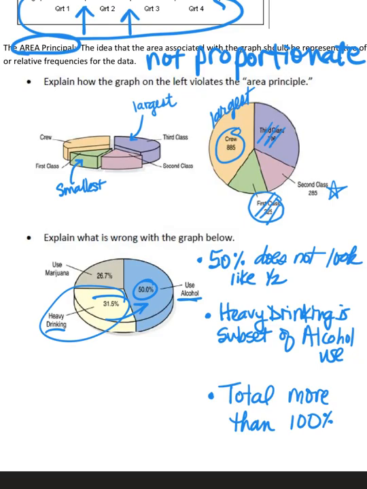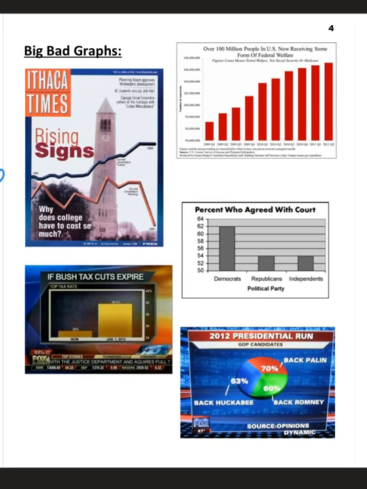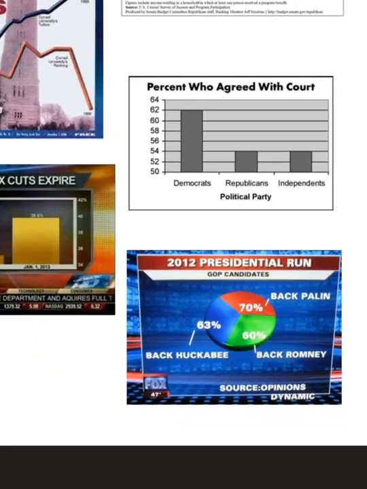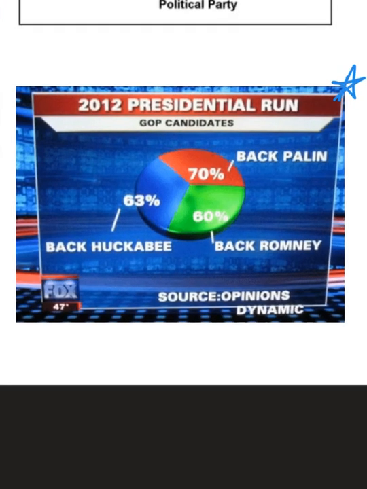All right, so I have here five pictures, four of which are from actual publications or news articles. They were on TV and such. I want to start at this bottom right-hand side with the 2012 presidential run because we just looked at pie charts. So what do you have to say about this pie chart right here? Okay. I mean, first of all, the 63, maybe even the 60%. Okay, so we're definitely violating the area principle. The 70% looks the smallest.